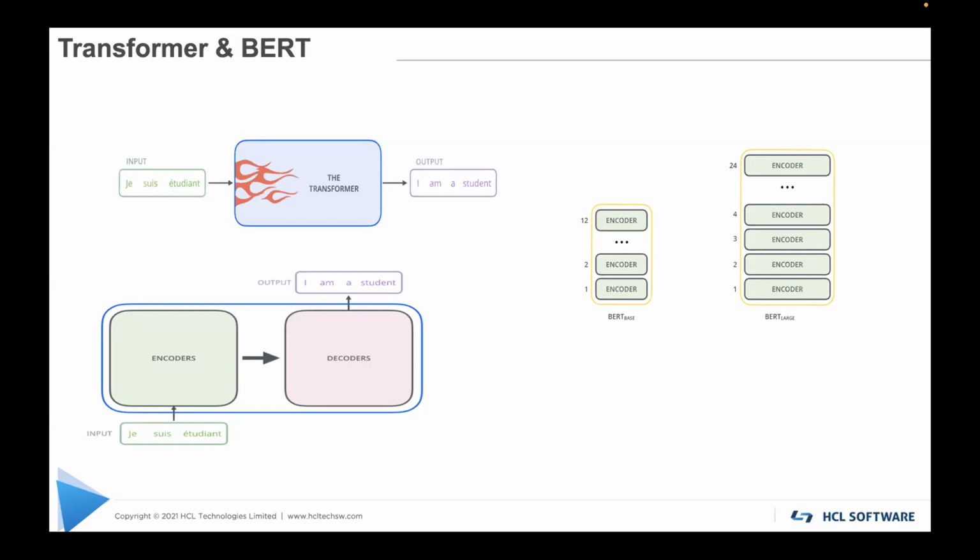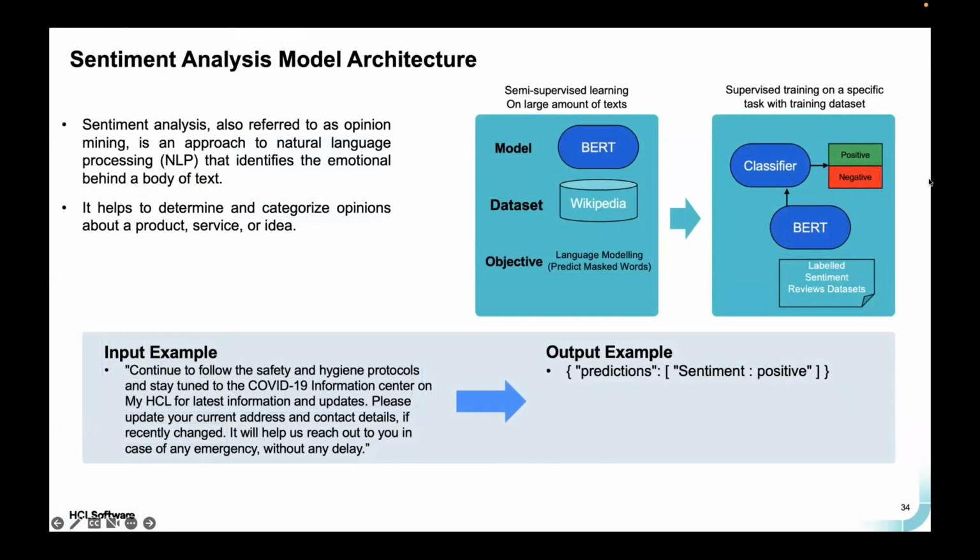If you see on the right side of the screen, we have two kinds of models that were initially trained by the Google team for the creation of BERT. BERT base has 12 layers of encoders stacked on top of each other, and they are trained on a very huge corpus of data to create a pre-trained model. Next slide, please.